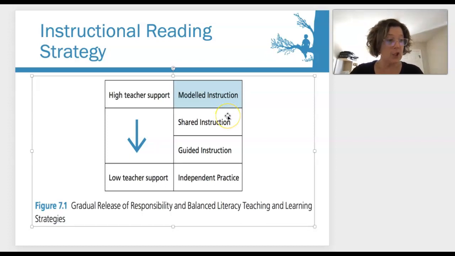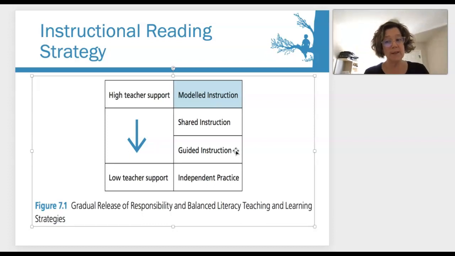Then it goes down into shared instruction, which is where the teacher does most of the tasks, but the students are starting to assist. And then we get into guided instruction, where the students actually do a task on their own while the teacher scaffolds and coaches. And then ultimately, independent practice. This is where students apply all the skills they've learned on their own.